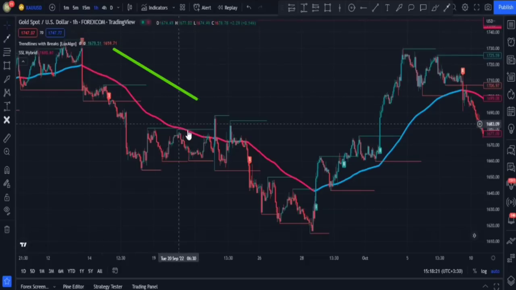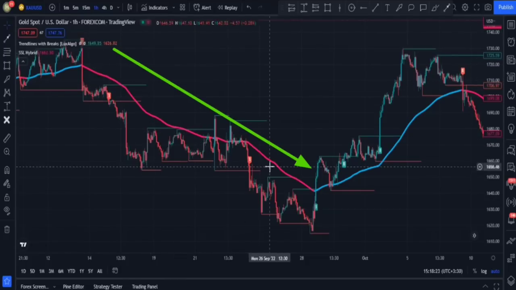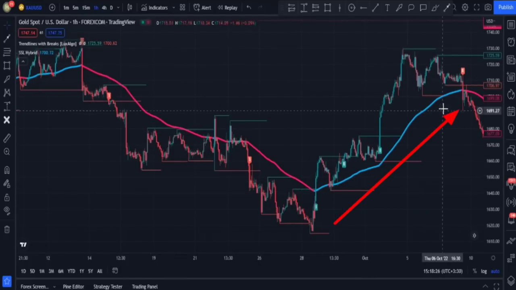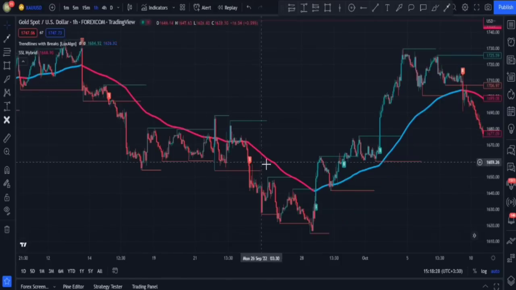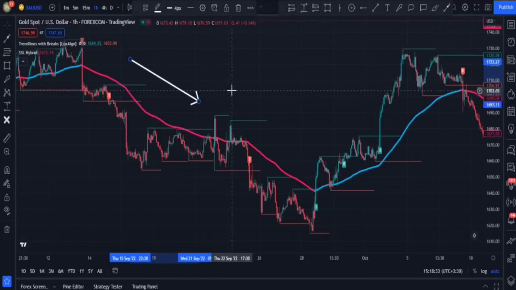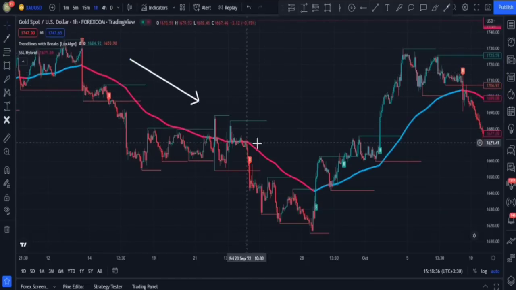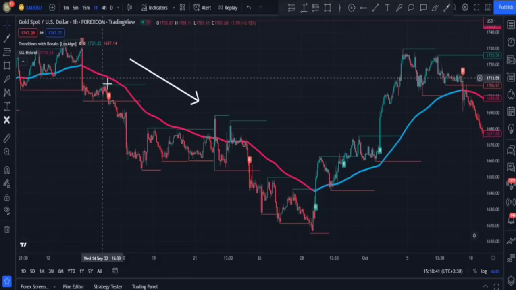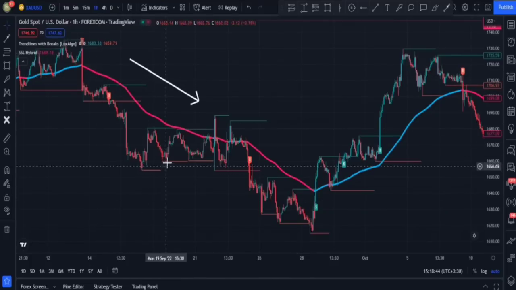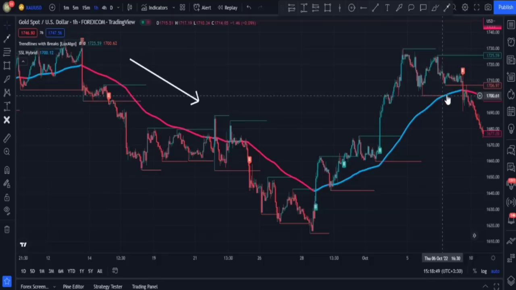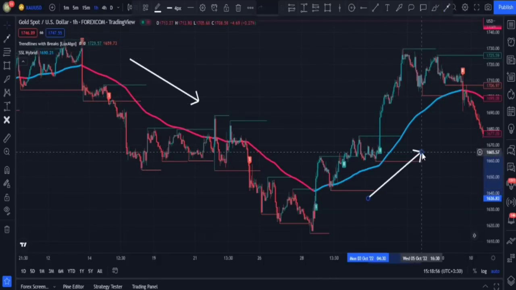The SSL Hybrid indicator specifies the momentum more clearly and helps us to enter the trades considering the trend of the market. For instance, the momentum is descending here because in downward trends, SSL Hybrid turns red and the price is under the SSL line, so we can enter only short trades during this trend. Here, SSL Hybrid is blue and the price is above the SSL Hybrid line, so the momentum is ascending and we should enter only long trades.